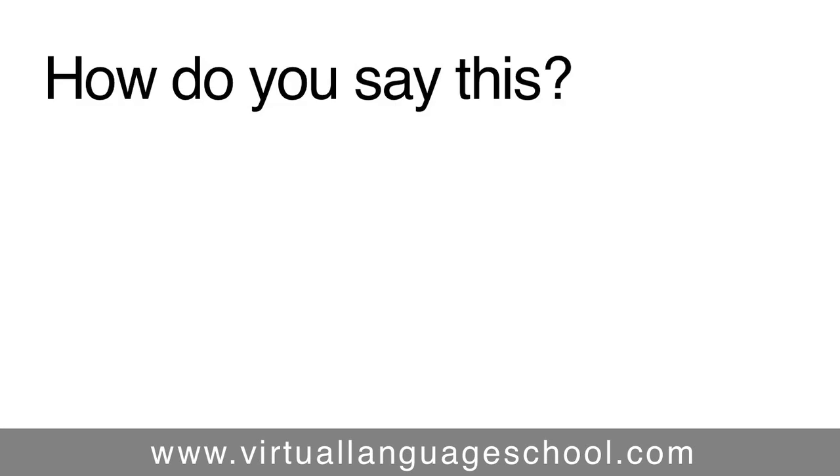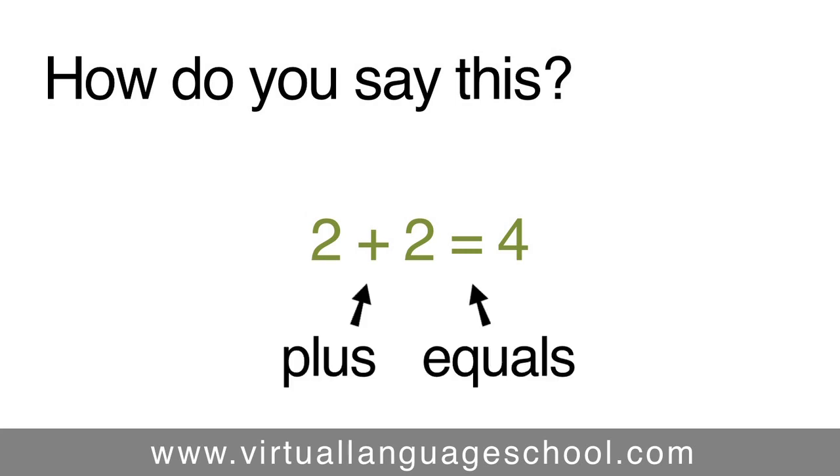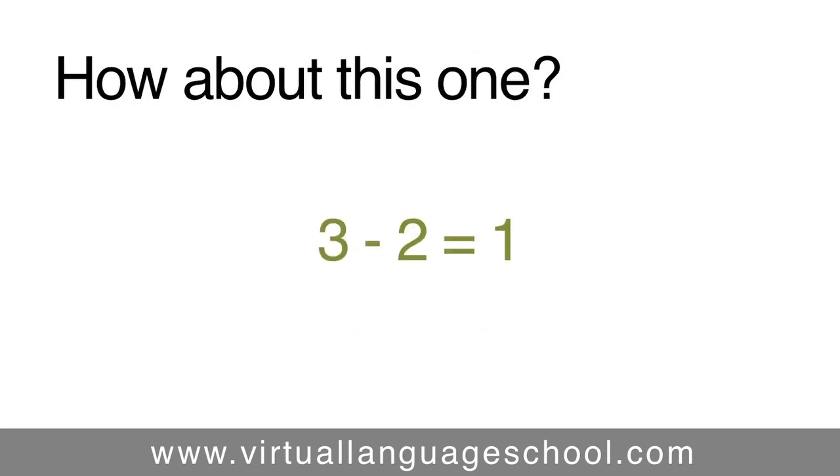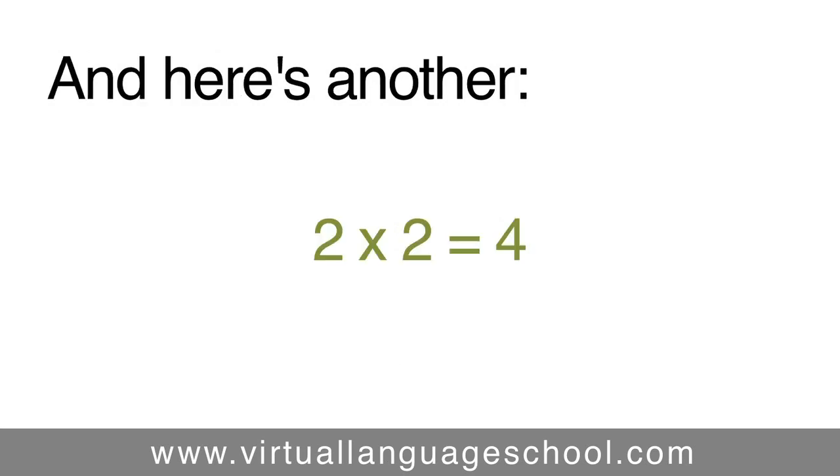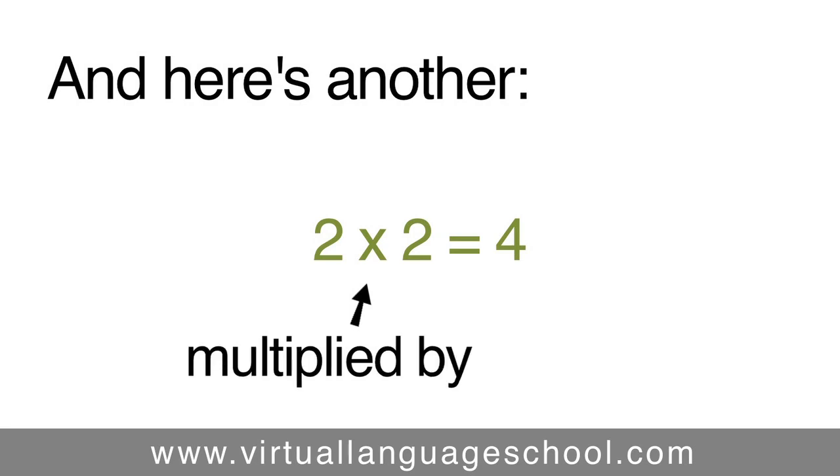How do you say this? 2 plus 2 equals 4. Plus, equals. How about this one? 3 minus 2 equals 1. And here's another. 2 times 2 equals 4. This might also be as follows. 2 multiplied by 2 equals 4.